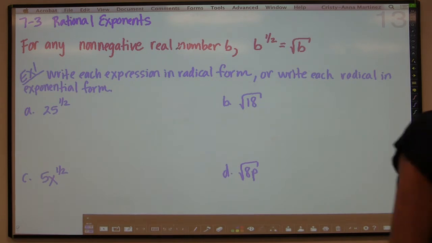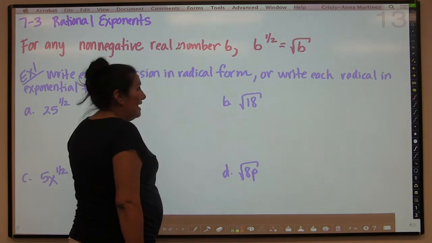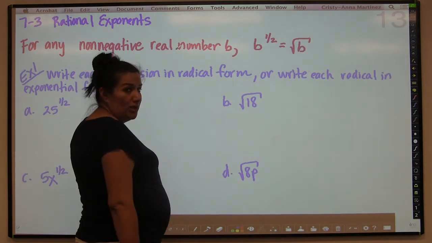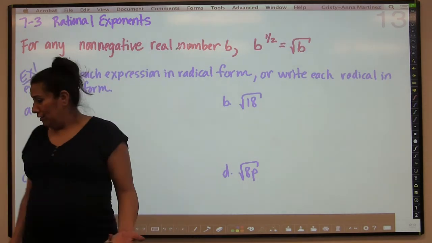So for any non-negative real number, which we'll call b, when you write b to the 1/2 power, it's the same thing as writing the square root of b. You probably didn't know that. And you can actually check really simply with your calculator.